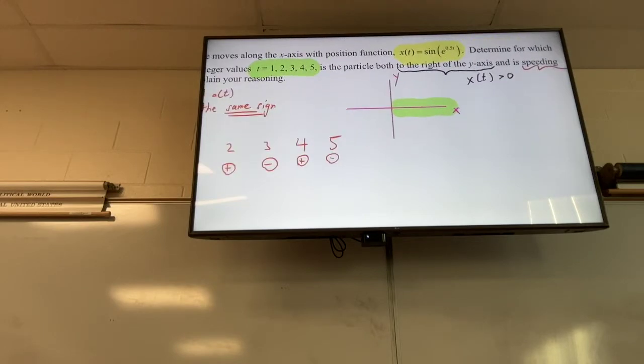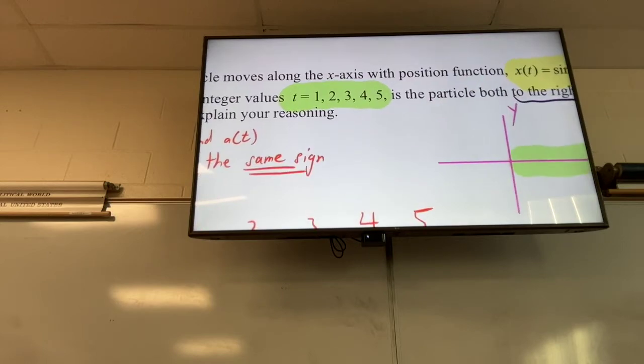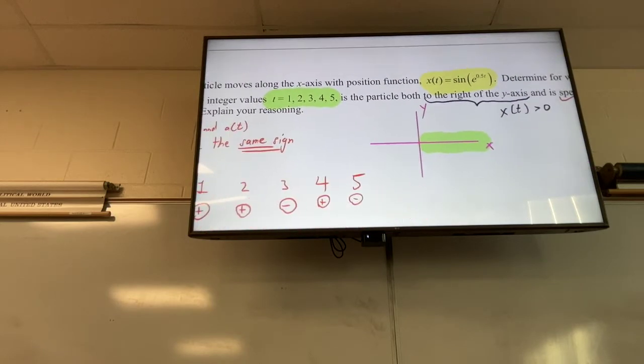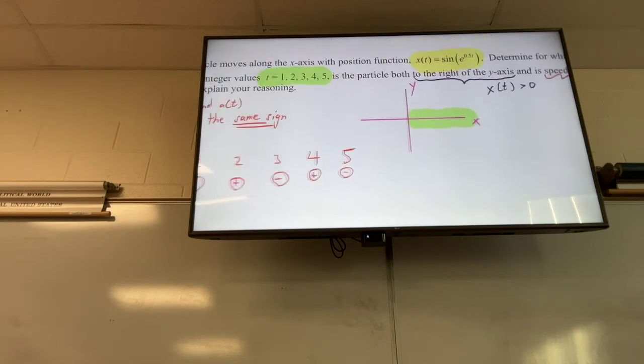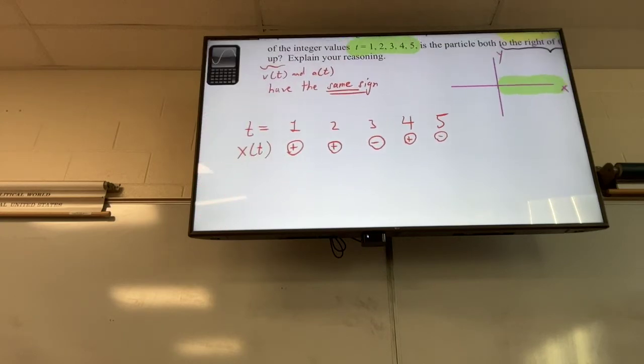Now, that's that first condition, right? So for any of these 5 values of t to be part of our answer, for us to say yes, it's to the right of the y-axis, we've got to have x of t greater than 0, okay? That's not the case for 3 and 5, so we can just cross those out. Don't even have to worry about them anymore, okay?